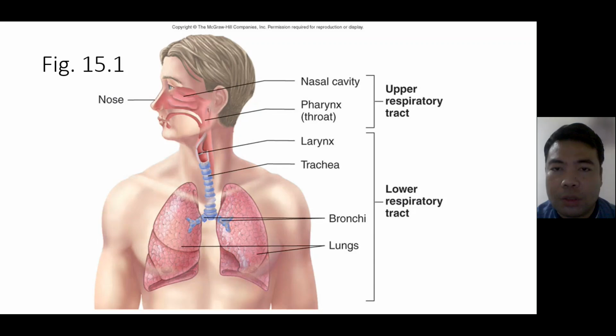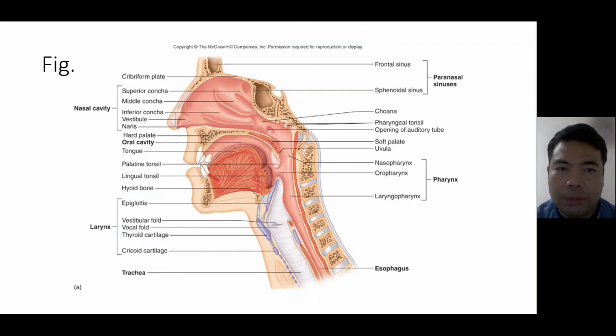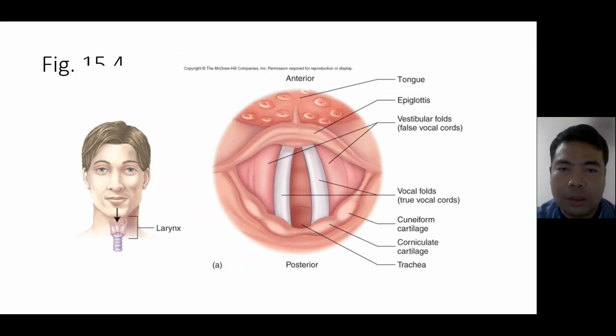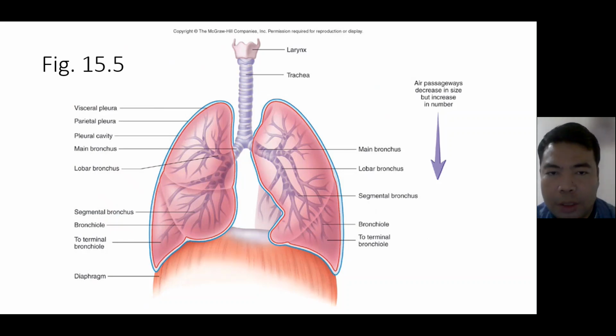So all of these structures included in the respiratory tract, from the nasal cavity to the lungs, including the nasal cavity, the larynx, and the trachea and the bronchi, and also the structures of the lungs. We will no longer discuss that, because that is included in the laboratory.